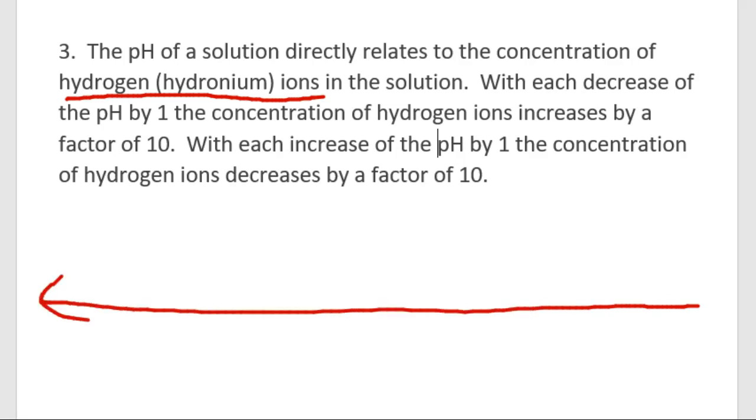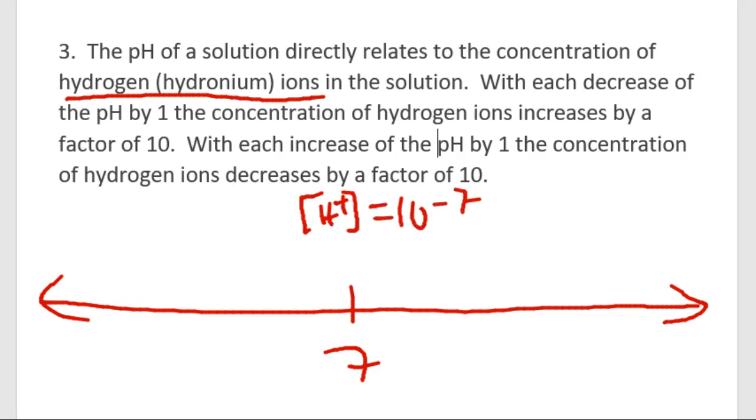If we use a number line, that might help. At a pH of 7, we say that we have a neutral solution. Our hydrogen ion concentration is equal to hydroxide. Okay, our pH of 7 means our hydrogen ion concentration would be 1 times 10 to the minus 7.